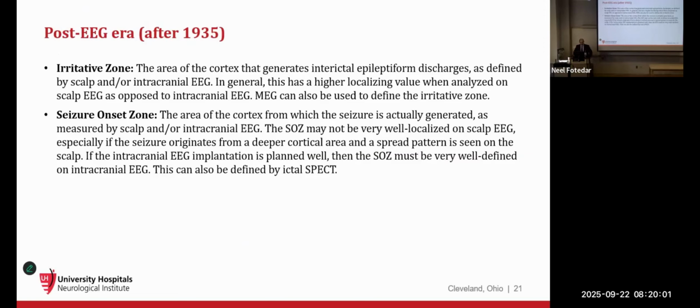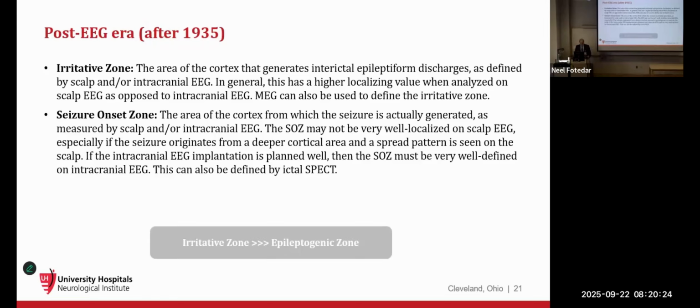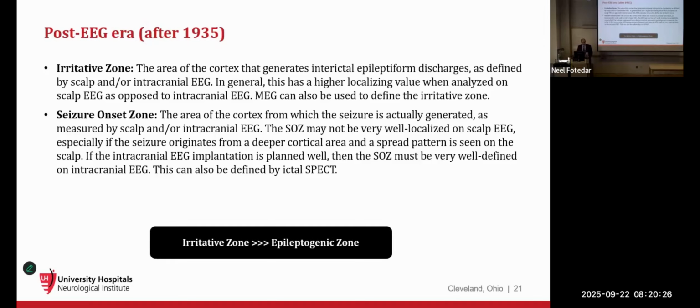So after 1935, in the post-EEG era, we have defined two areas. The irritative zone is the area of the cortex that generates interictal epileptiform discharges. You can define it either by scalp EEG or intracranial EEG or MEG. The seizure onset zone is the area of the cortex from which the seizure is generated, as measured by scalp or intracranial EEG. You can also measure it by ictal SPECT. It's important to remember that the irritative zone is usually quite large compared to the actual epileptogenic zone in most cases.